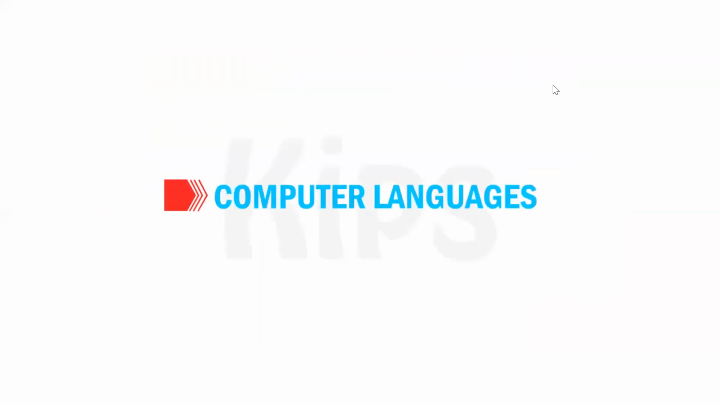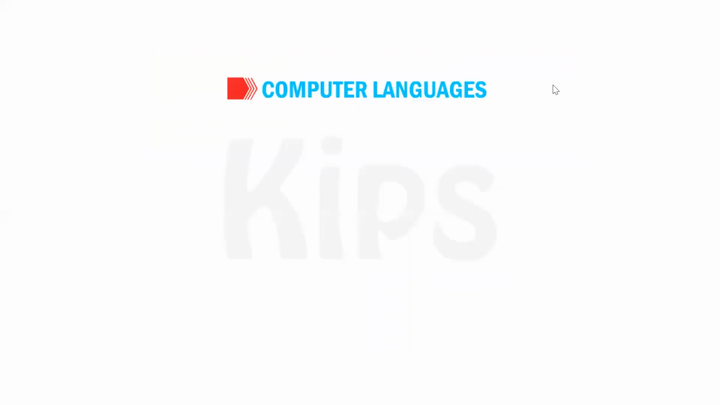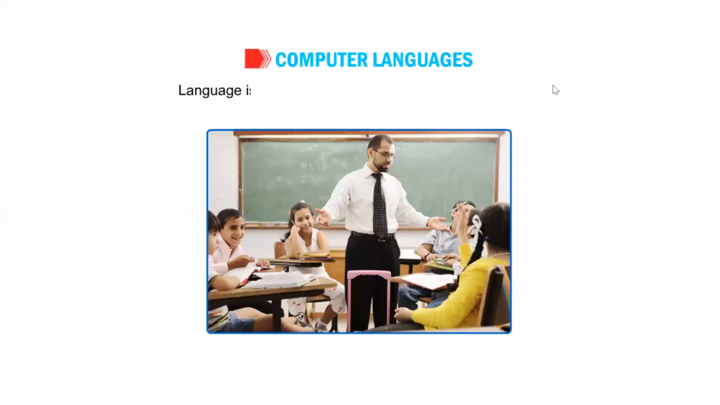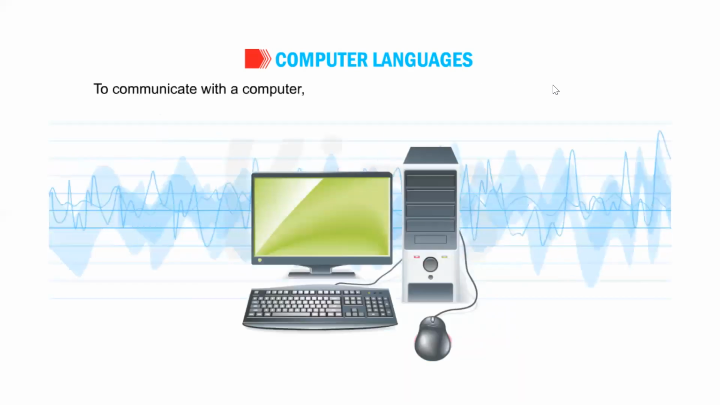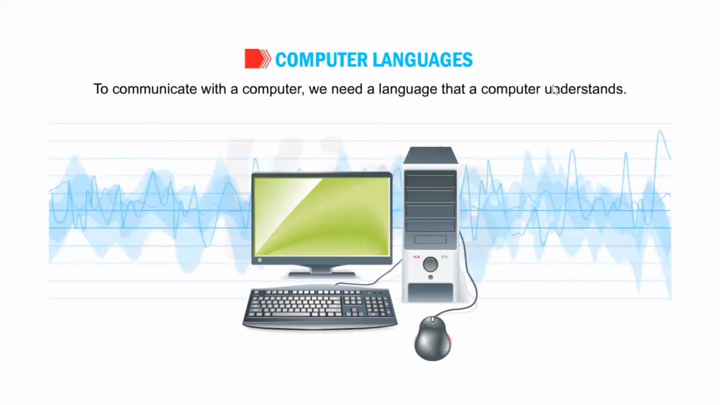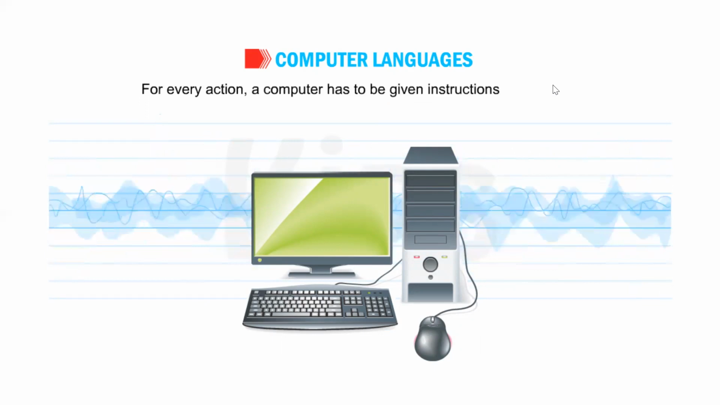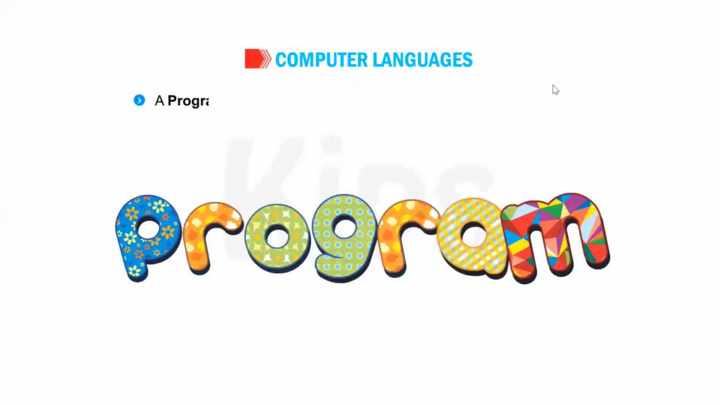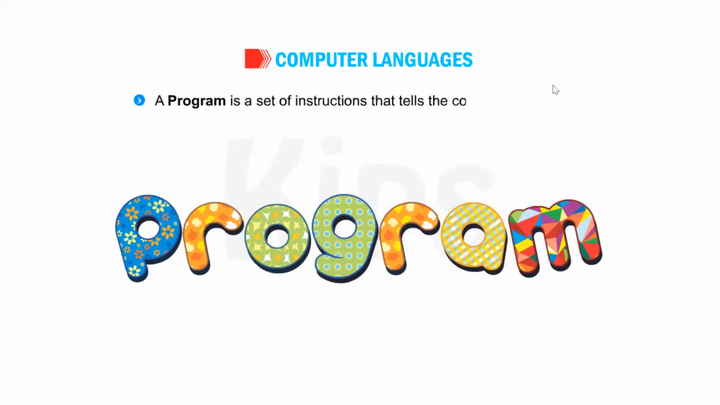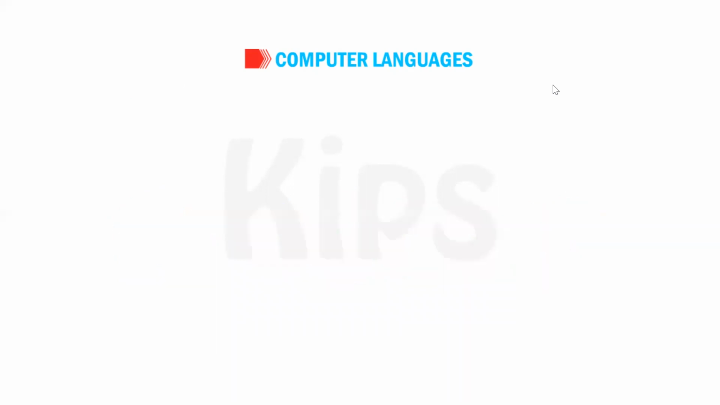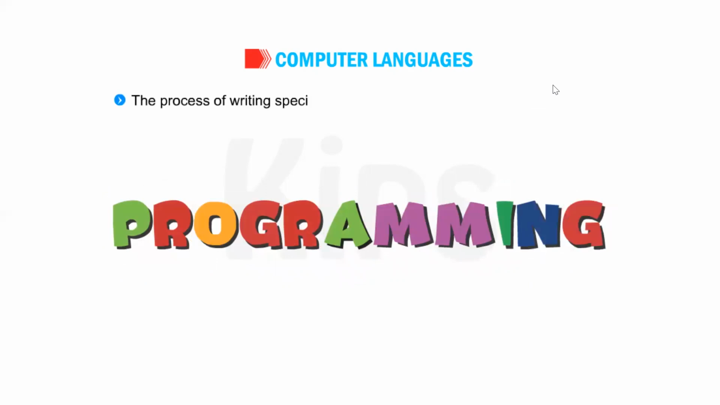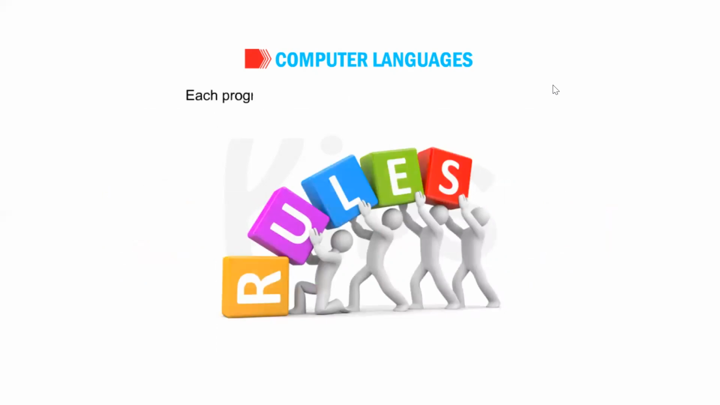Okay, students, let us talk about computer languages. Language is a medium to express our views and feelings. To communicate with a computer, we need a language that a computer understands. For every action, a computer has to be given instructions accordingly. A program is a set of instructions that tells the computer what to do. The process of writing specific instructions in a computer language is called programming. Each programming language has its own specific rules.